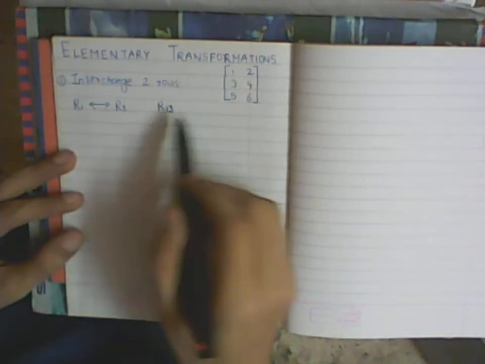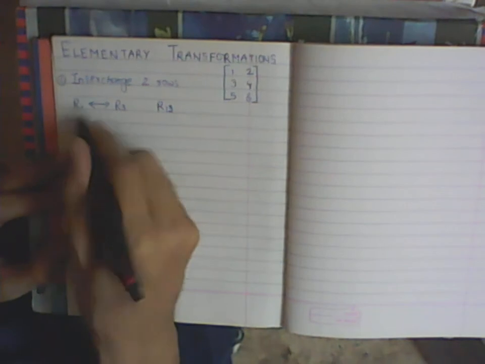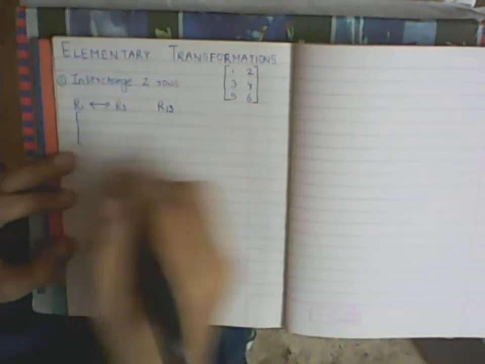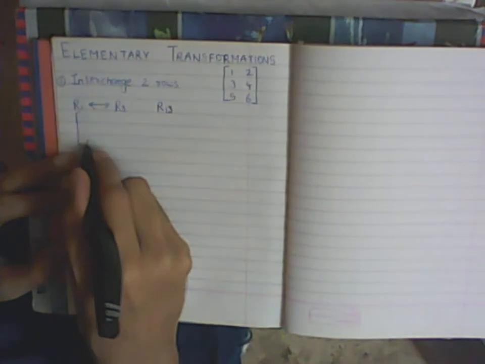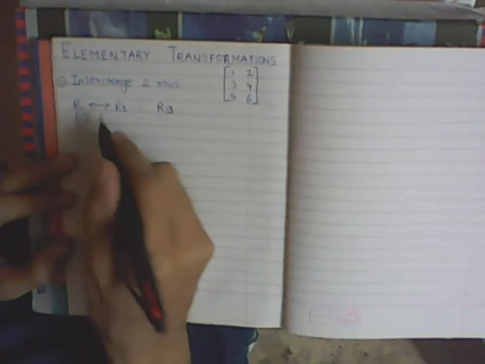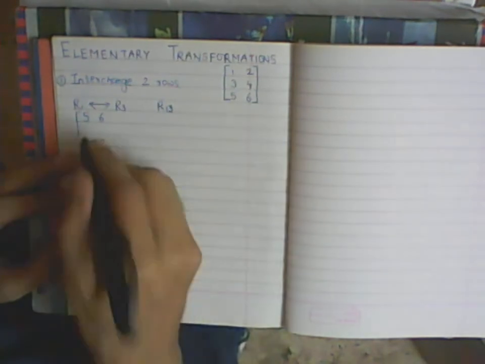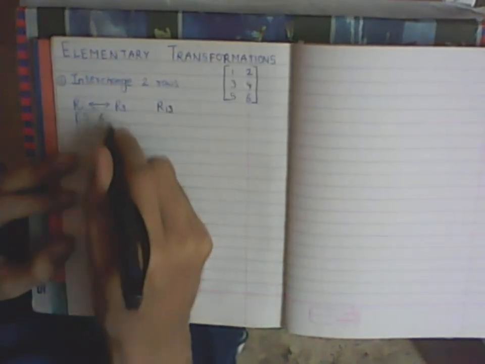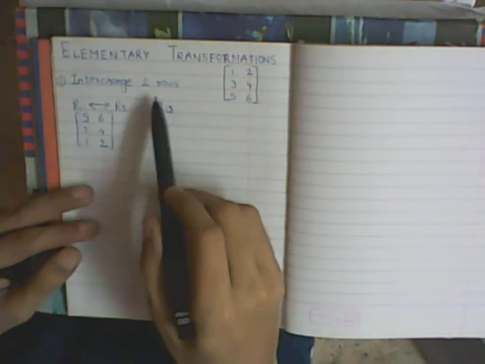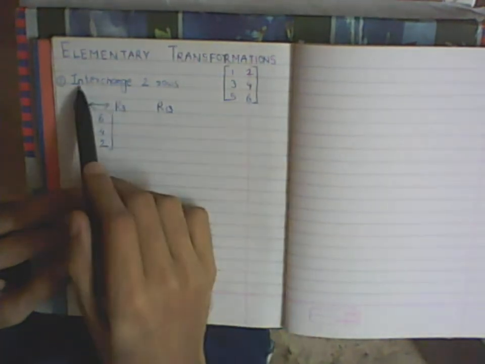When I do this, the resultant matrix that I get is this. If I interchange the first and the third row, the first row becomes the third row. So this 1, 2 goes to the third row, and this 5, 6 comes to the first row, and everything else remains the same. The second row remains the second row. It doesn't change. This is what you get when you interchange two rows.